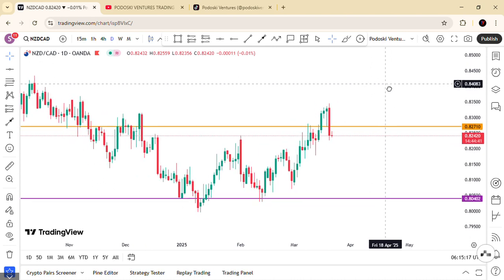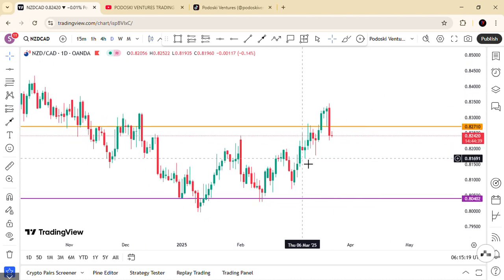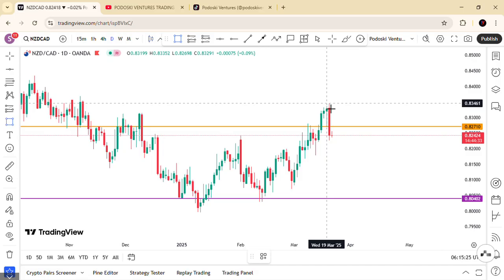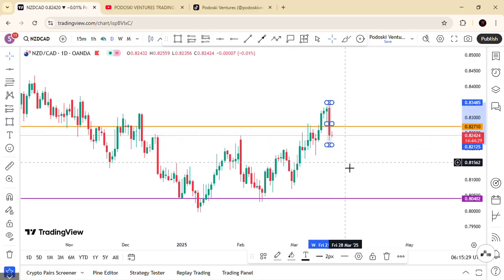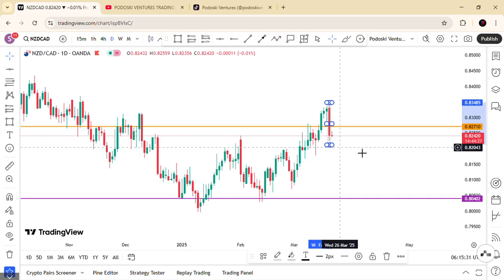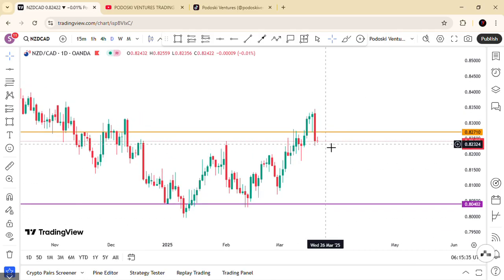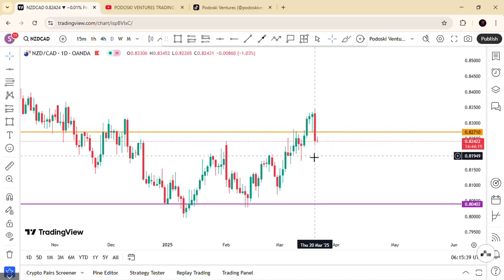So this is NZDCAD, and yesterday's candle closed a very strong bearish. So we might be seeing more sells if today's candle also closes bearish. It doesn't matter how today's candle closes, just that it shouldn't close above the resistance.